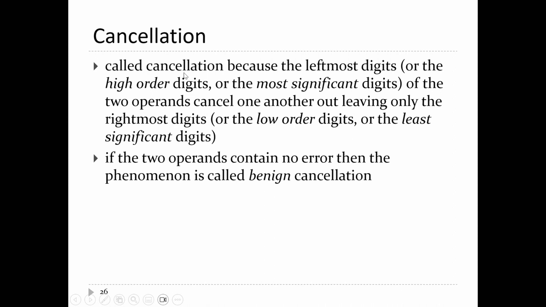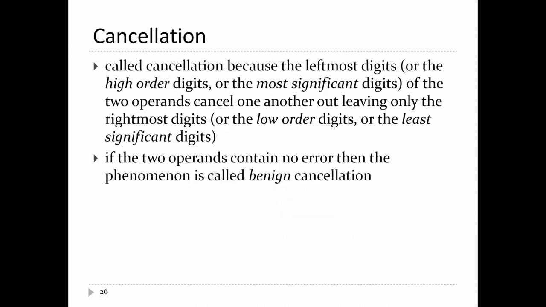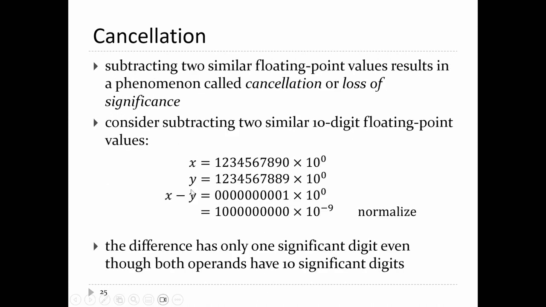Okay, so this phenomenon, when you subtract two values and you lose all these significant digits, is called cancellation, because all of the digits over here have become zero. They all cancel one another out. Those are called the high order digits. Why are they the high order digits? Because they're the ones that contribute most to the magnitude of the original number. That one is more important to the overall magnitude of X than that zero, or the 9, because these represent numbers raised to a higher exponent.